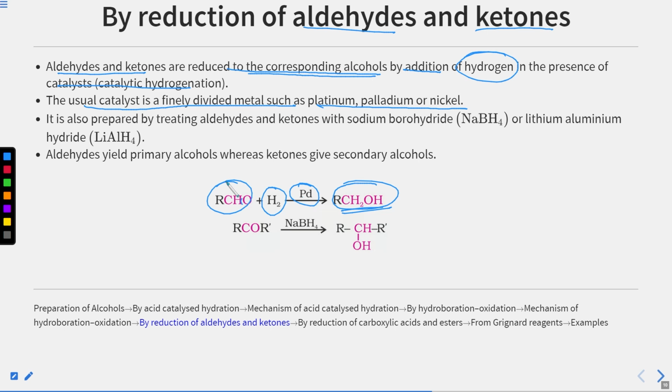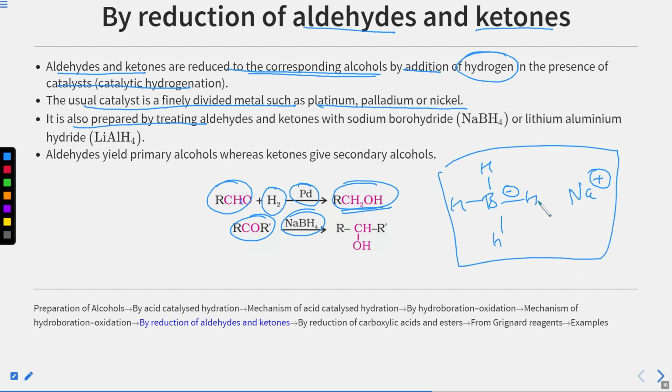So this is the first method. The second method is by treating this carbonyl compound, aldehyde or ketone, with NaBH4. This is a reducing agent, that is NaBH4, and its structure looks like this. Since it has an extra electron here, it will look like this, Na plus and BH4 minus. Now this H is donated to the carbonyl. So it is simply a nucleophilic addition.